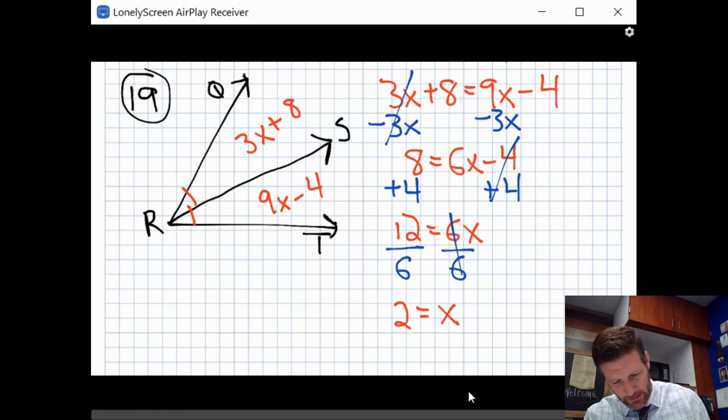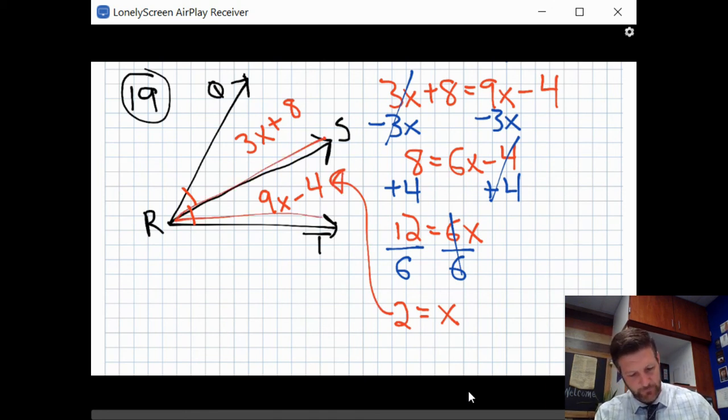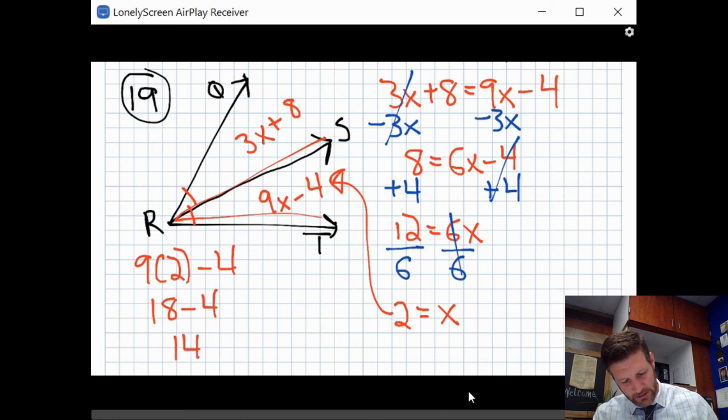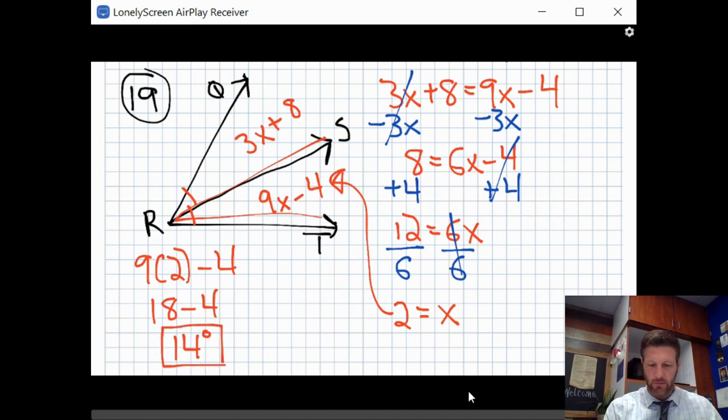So we actually need to plug this into our SRT, because here's SRT. So that's just 9 times 2 minus 4. 18 minus 4, 14. And this is an angle, so let's not leave it naked. Let's give it some units. 14 degrees. Bama shama, ding dong. There we go. 14 degrees. Check my answer, and that is correct.